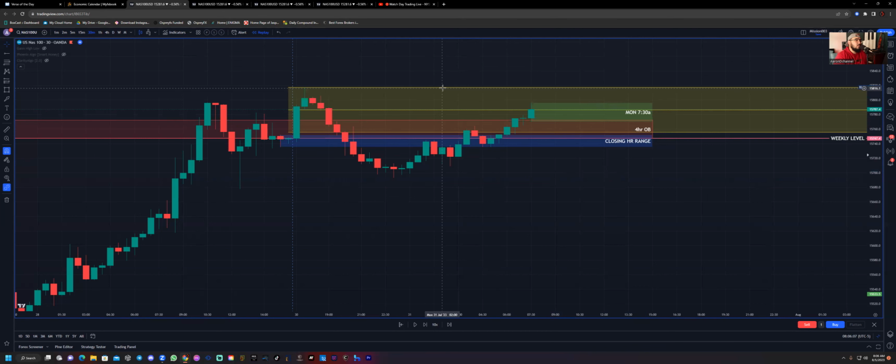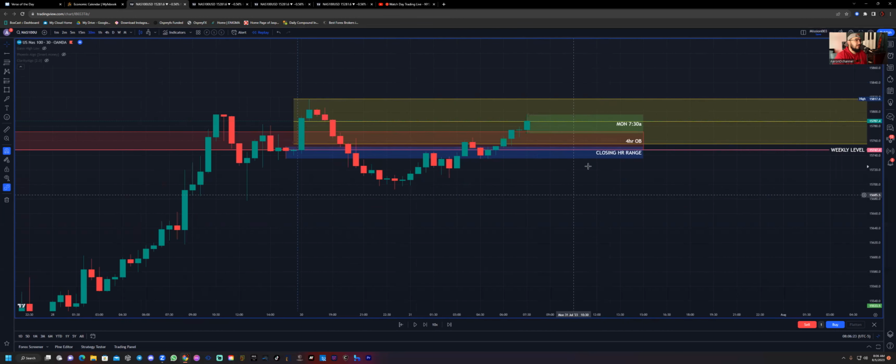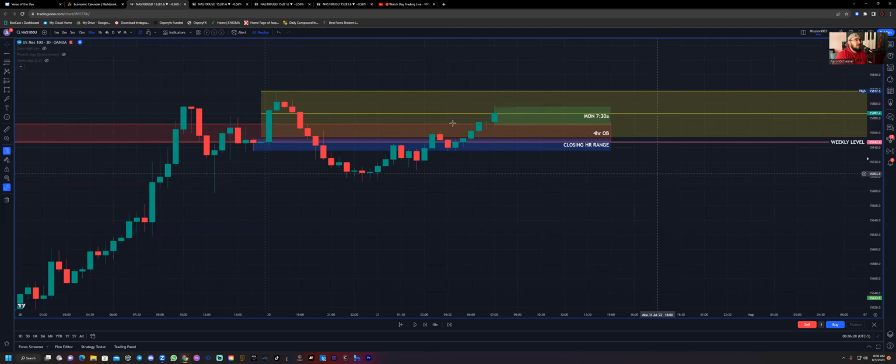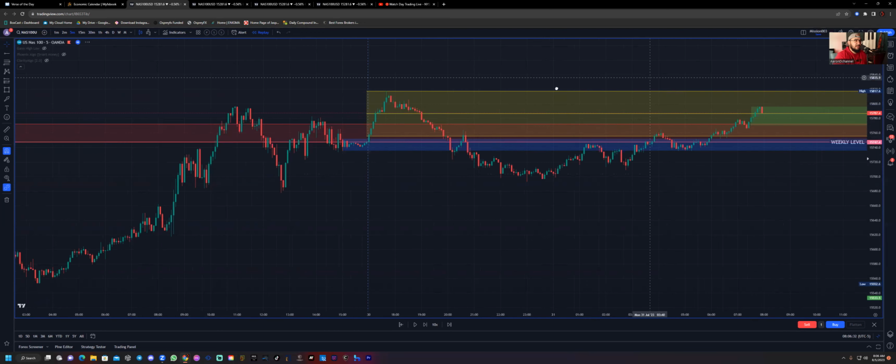So we have a 4-hour wick fill. We have a 4-hour order block that we pulled over. And then we have a closing hour range candle. Then we have a 30-minute 7:30 a.m. candle range. Now I do this every day with the closing hour range and the 7:30 candle. Then I go to a 5-minute time frame to look for entries.